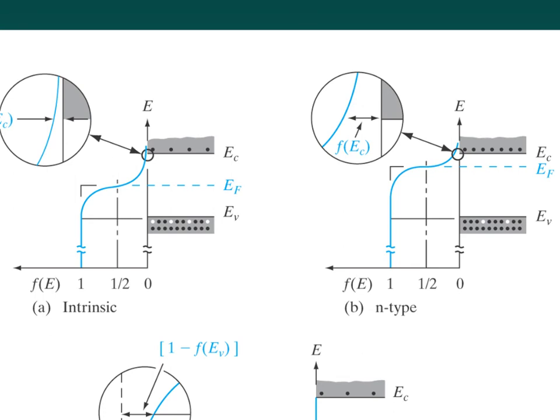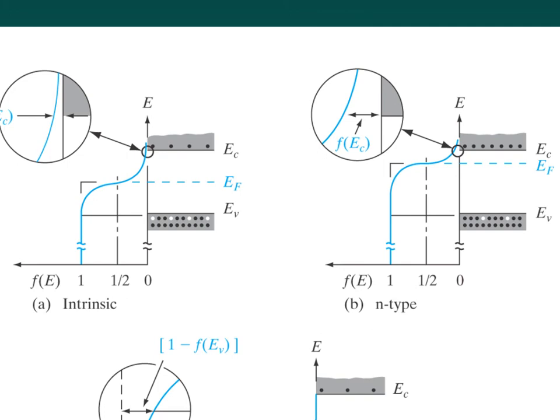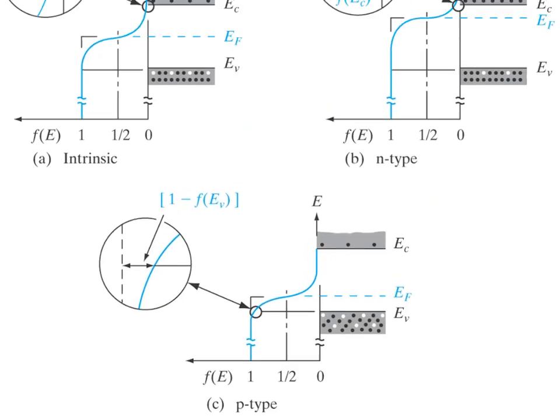Okay. So what we're seeing from this is that there's an inverse relationship between the number of holes and the number of electrons. In the case of the intrinsic silicon, there's an equal number of electrons and holes. Okay, remember we were saying that electrons and holes are created in pairs? So the number of electrons and holes are equal to each other. In the n-type semiconductor, we've moved the Fermi level up. Now we have more electrons and fewer holes. In the case of a p-type semiconductor, it's the opposite. We have fewer electrons and many holes. The Fermi level is closer to the valence band.